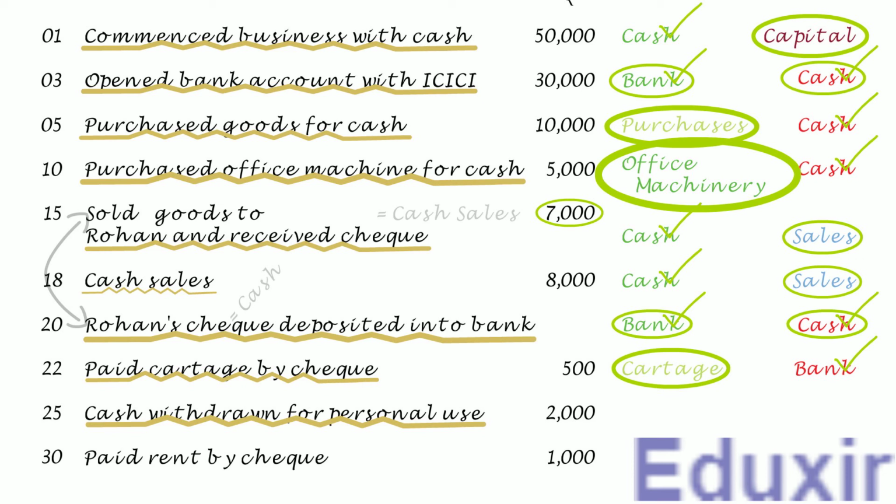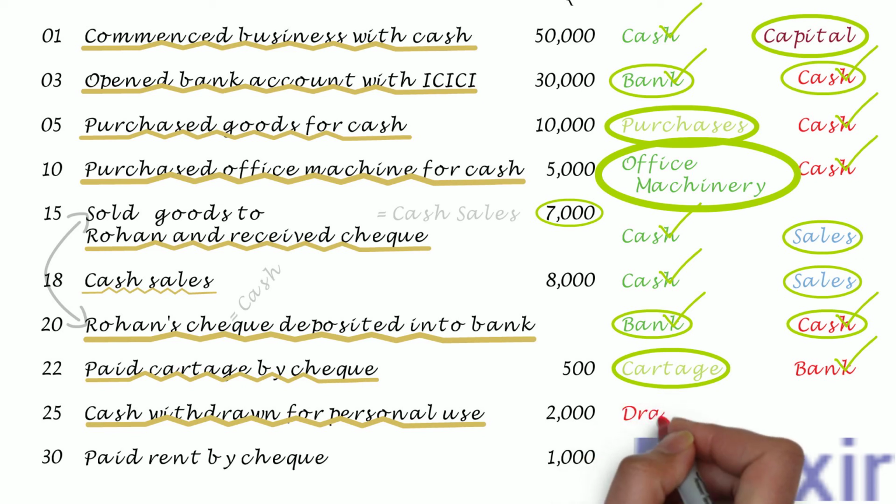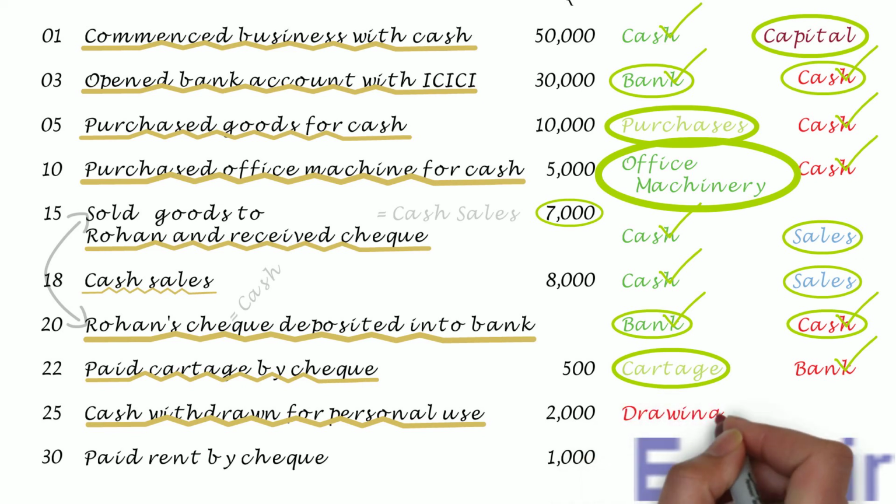Now, as the owner is withdrawing 2,000 rupees of cash, the capital of the business will be decreasing. The rule to record any decrease in the capital is to debit the corresponding capital account. In this case, the drawings account should be debited, not the capital account. At the same time, as the cash is withdrawn by the owner in this case, the cash asset of the business will be decreasing. The rule to record any decrease in the asset is to credit the corresponding assets account.